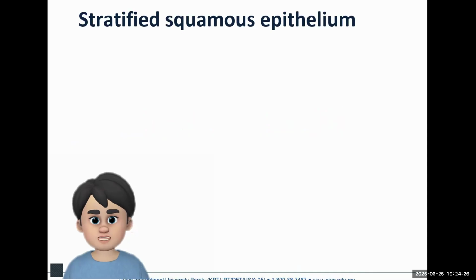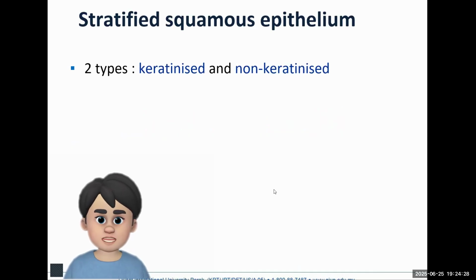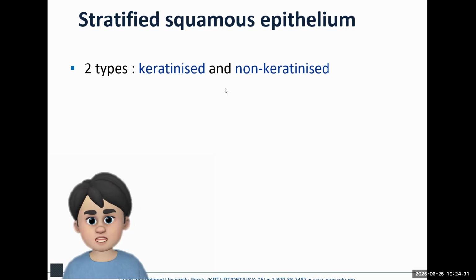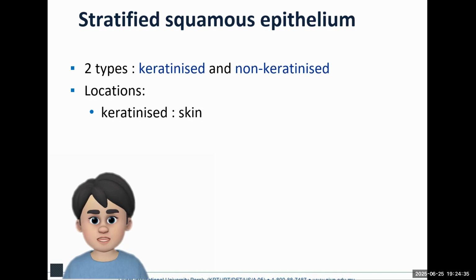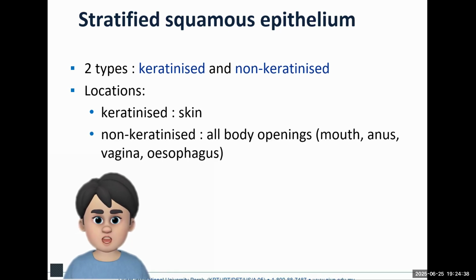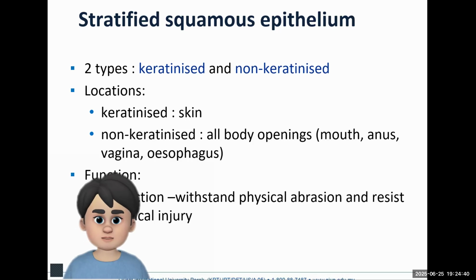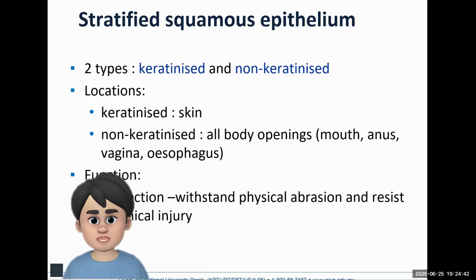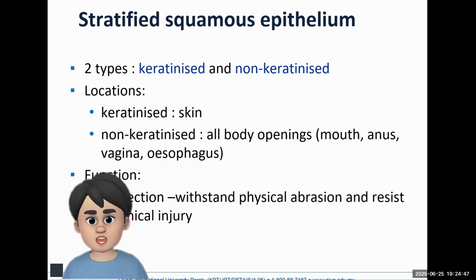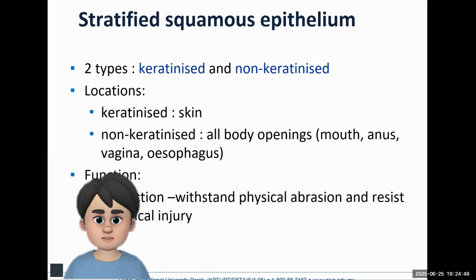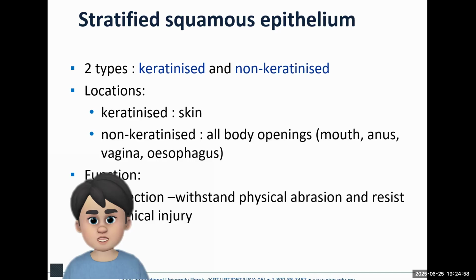Stratified epithelium. There are two types of stratified squamous epithelium: keratinized and non-keratinized. Location: keratinized in skin; non-keratinized in all body openings, mouth, anus, vagina, esophagus. Function: protection, withstand physical abrasion, resist chemical injury. Mouth, you know that we eat junk sometimes, but it resists, right? Mouth, esophagus: we eat junk, but it protects. Protection, withstand physical abrasion and resist chemical injury.